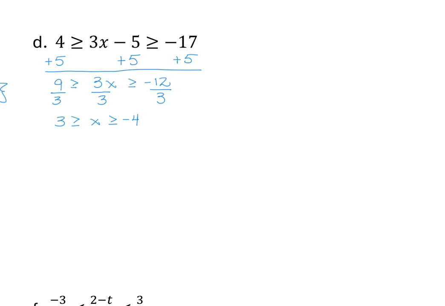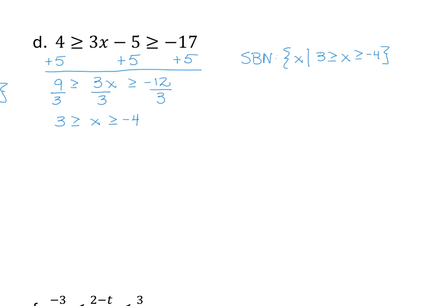All right, so real fast, in terms of our set builder notation, this answer is fine. We can say x such that 3 is greater than or equal to x is greater than or equal to -4. Now, when we do our interval notation, we do need to be very careful because remember, interval notation goes from smallest to largest. It goes from left to right.